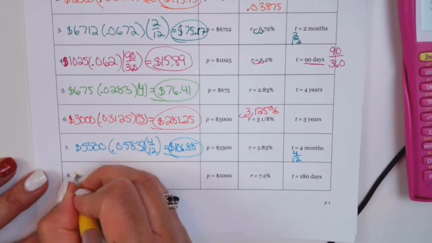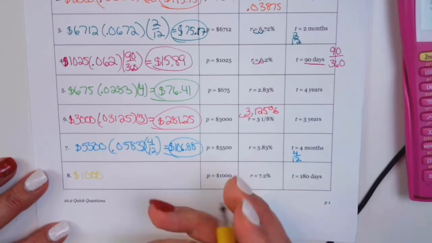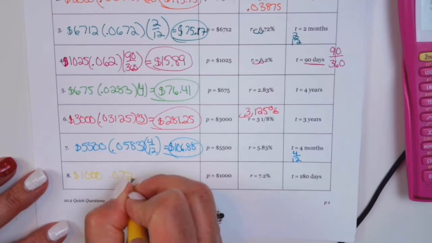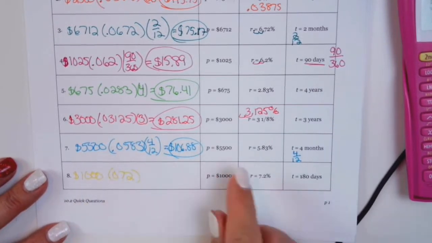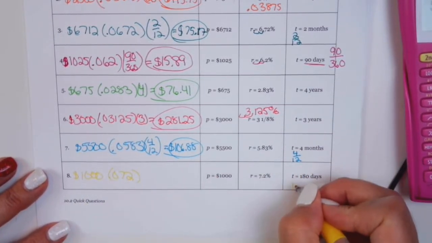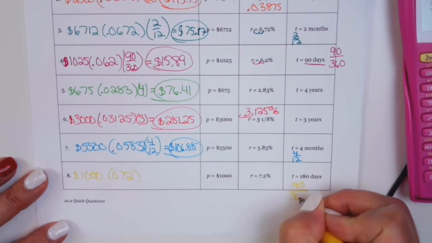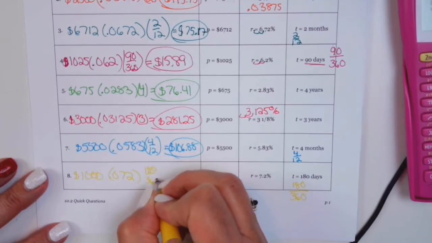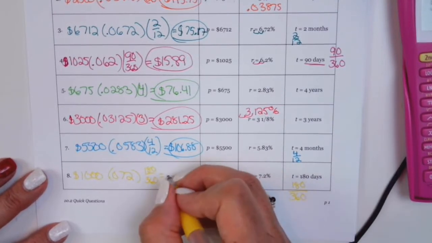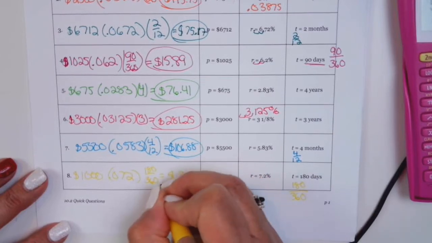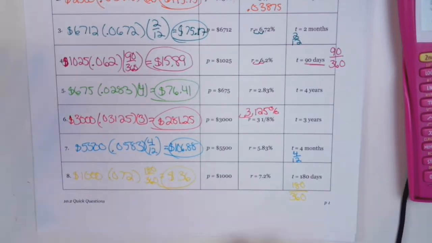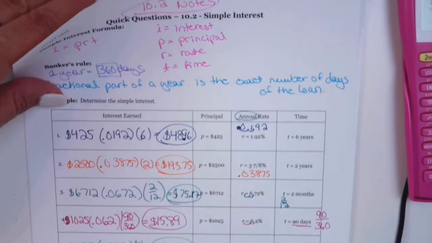Number 8. So we have $1,000. Our rate is 7.2%, 0.072. And 180 days, again, 180 days divided by 360 is what we are using. So 180 divided by 360. And when we do the calculation, we get $36. So that's it for that first page. Now we're going to move on to page number 2.